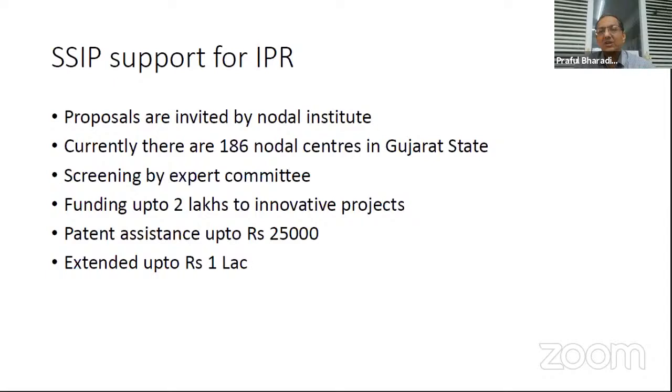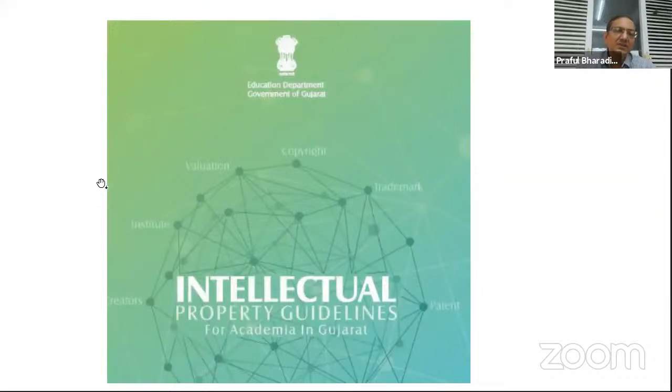for creating an innovation ecosystem. Looking at this policy of Gujarat state, other states have also tried to implement such policies now. So this is a document which has come out by the Education Department, Government of Gujarat, and that is known as Intellectual Property Guidelines for Academia in Gujarat. I hope most of you must have gone through this document. It's a very extensive document, and it is almost on the lines of the National Intellectual Property Guidelines. The state also has come out with its own intellectual property guidelines, and it discusses so many things.